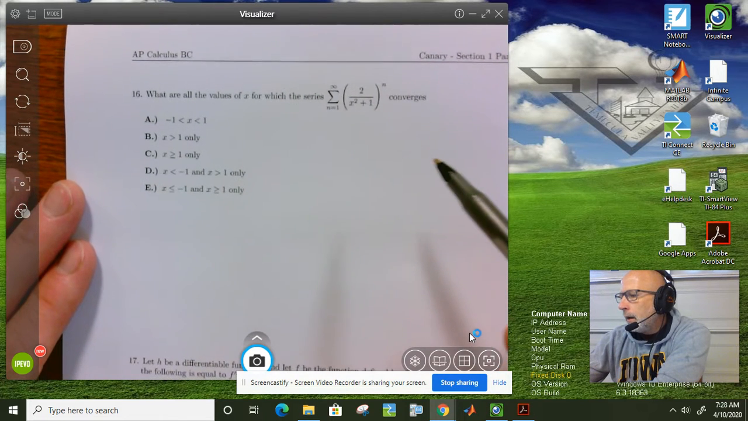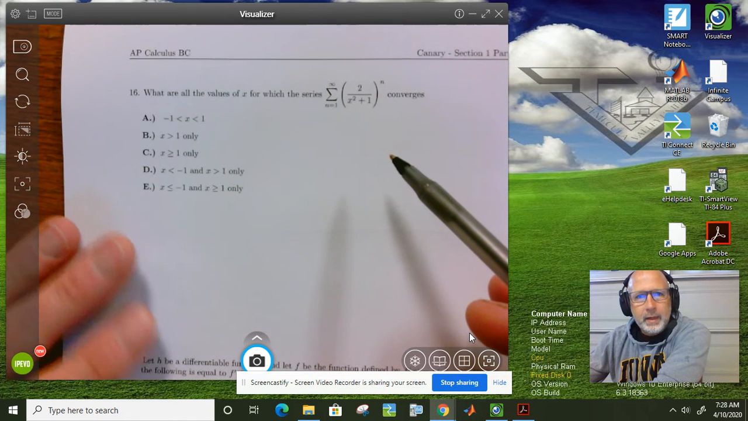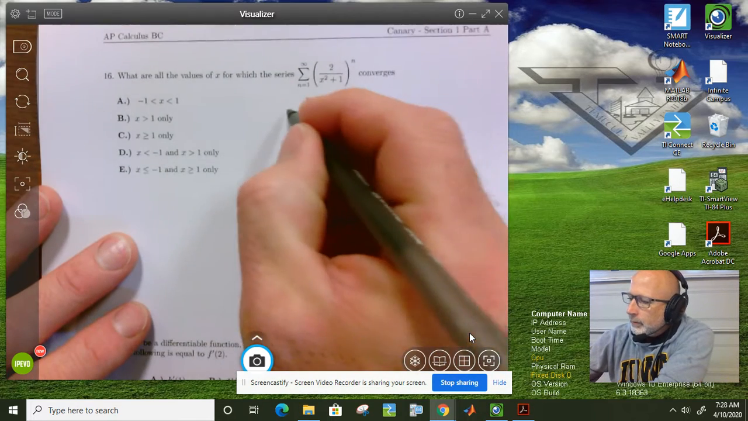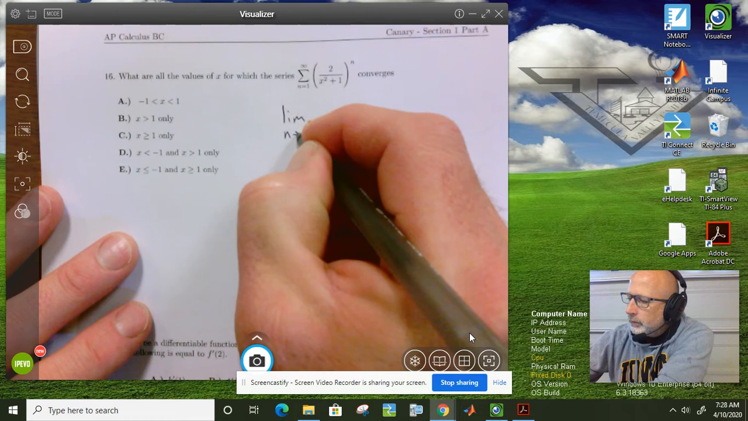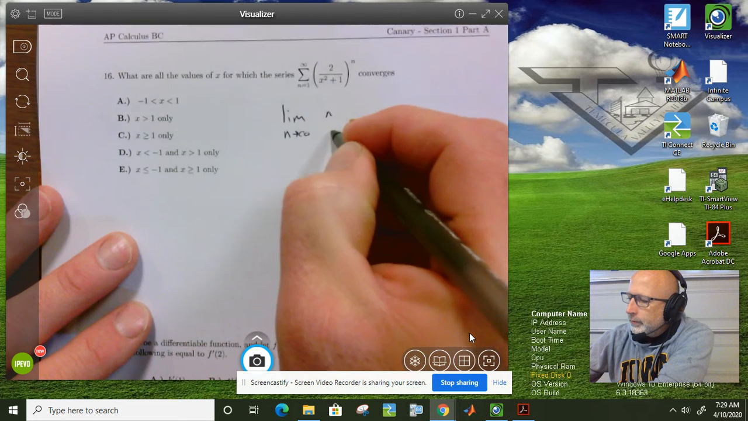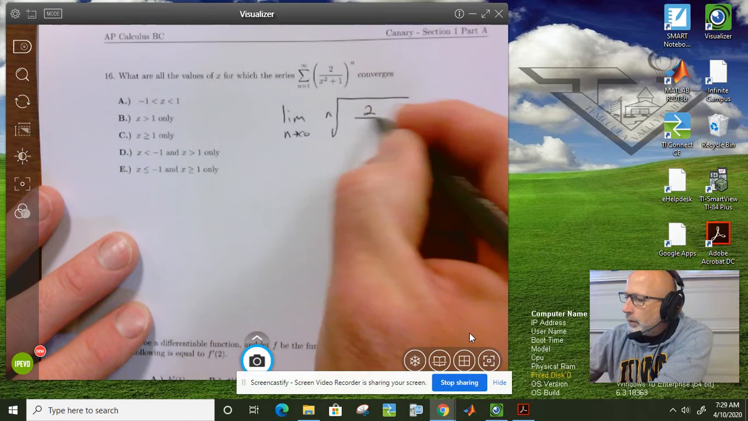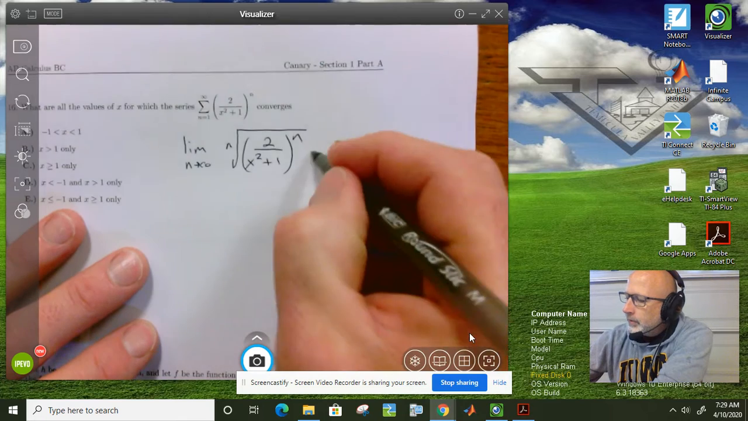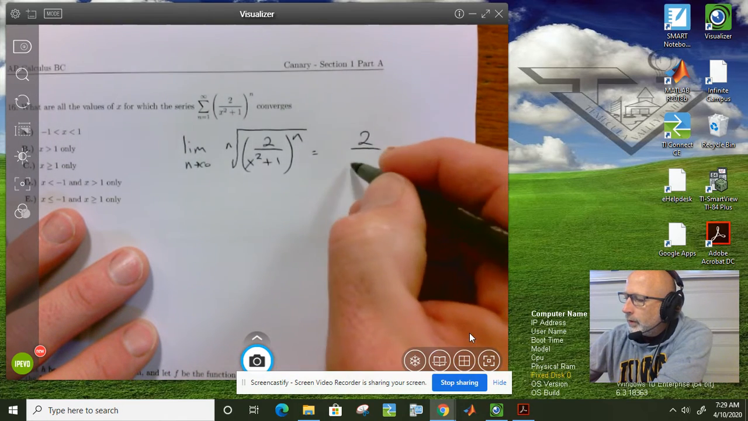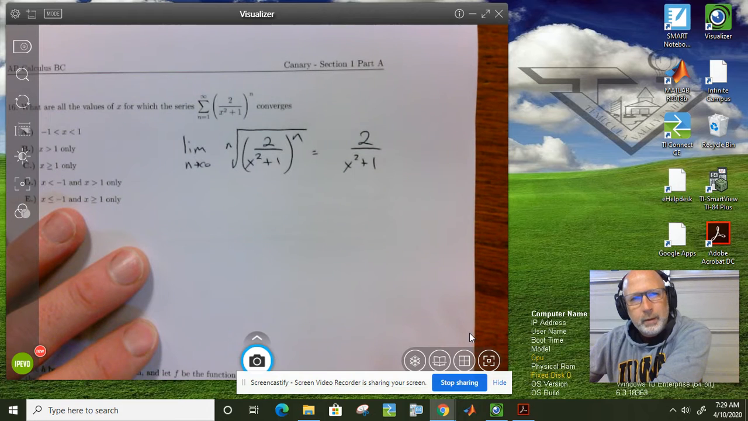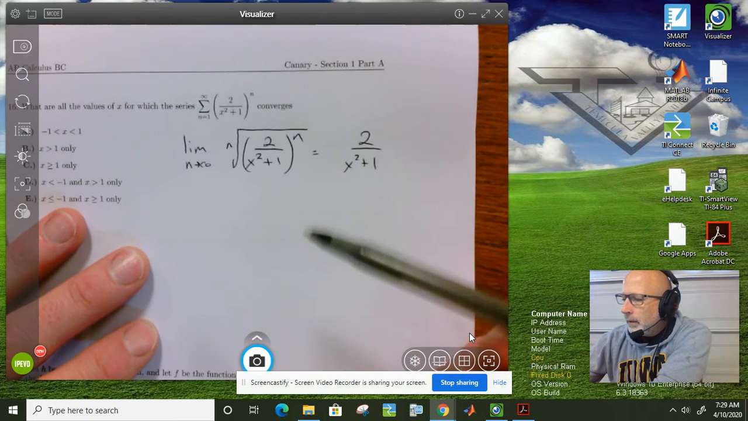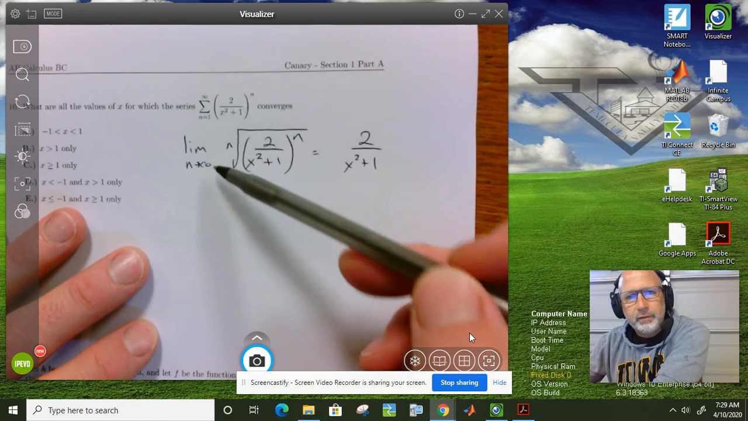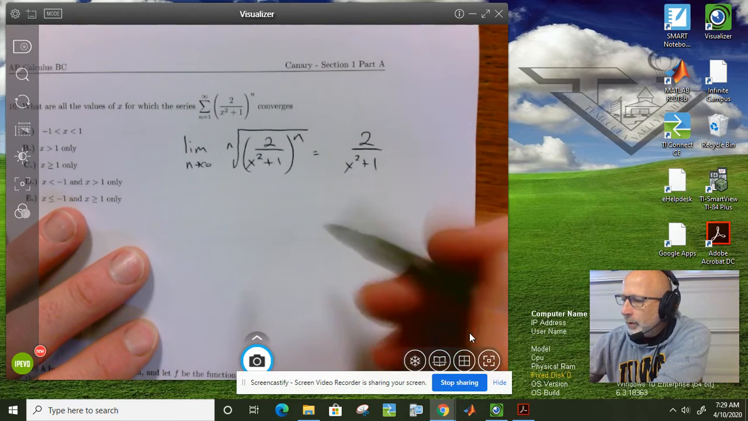So I'm going to go ahead and use the nth root test. The root test is we have the limit as n goes to infinity of the nth root of (2 over x squared plus 1) to the nth power, which is equal to just 2 over x squared plus 1. Now, why is this so? The nth root and the nth power go away, and you're just left with this. Well, what about the limit? This is the limit as n goes to infinity, which is nothing. There's no n's there anymore.